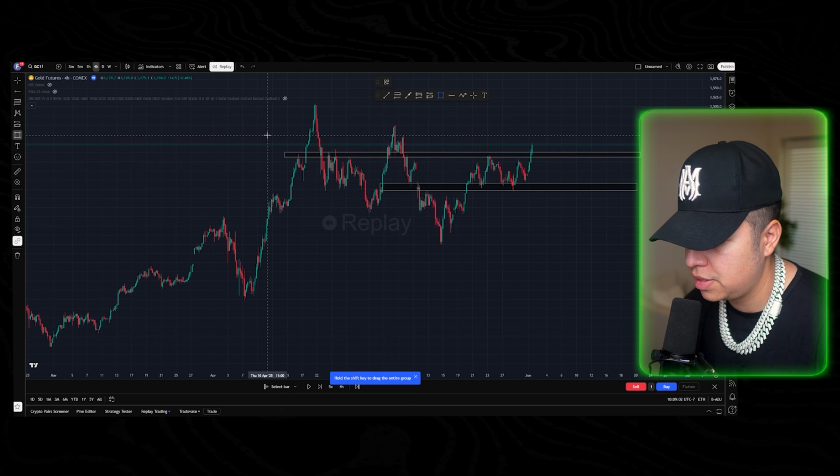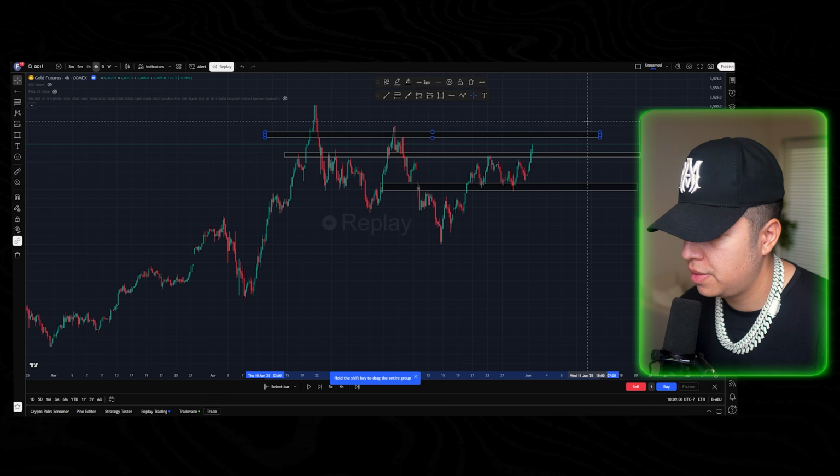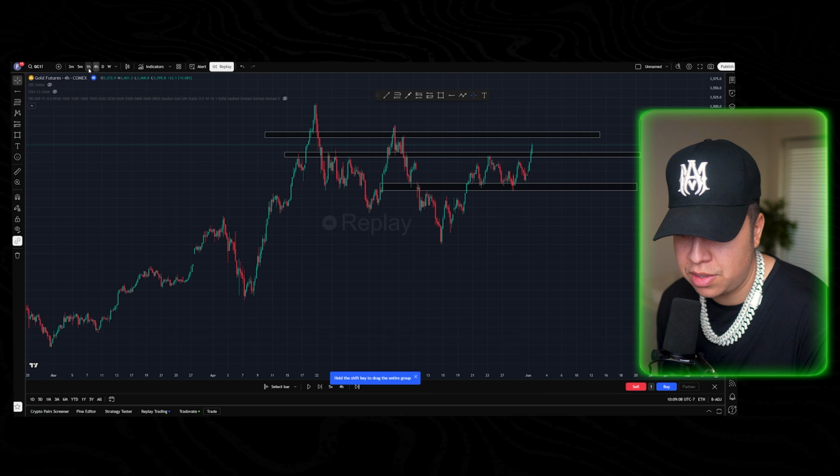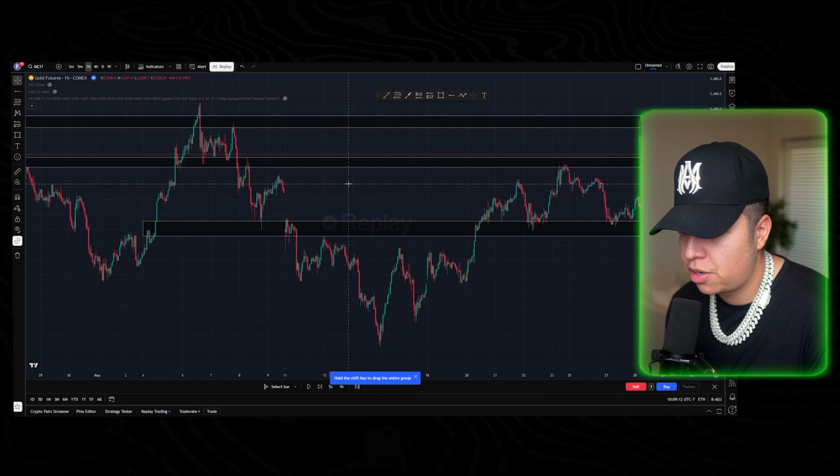I always want to zoom out to see. I would say maybe right here. We'll have to double check that. Then you want to go to the H1 to verify it. Okay, yeah, these zones look very good.